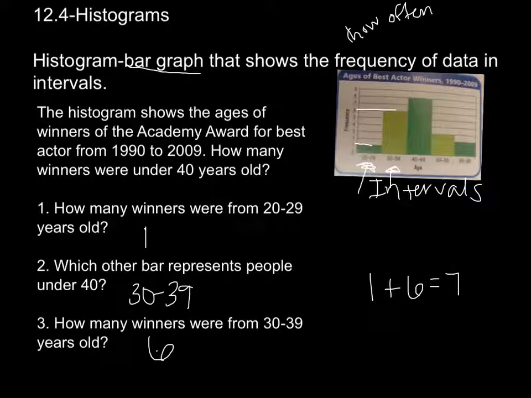So we know that there are 7 people, winners, that were under 40 years old, which is pretty crazy that in almost 20 years, there's only 7 winners that were under 40. Pretty crazy. So I guess you have to be old in order to win Best Actor Award at the Academy Awards.